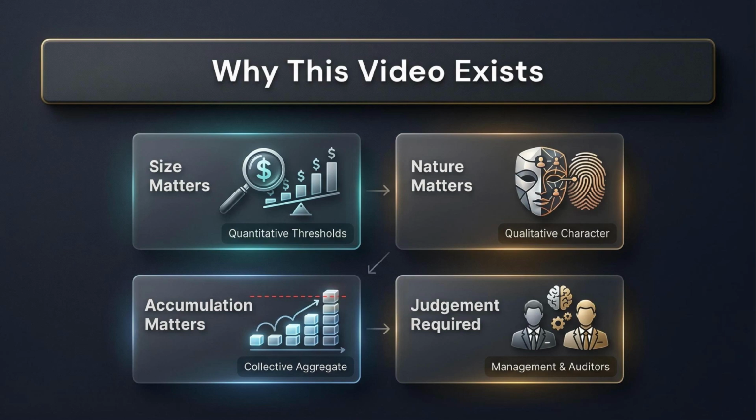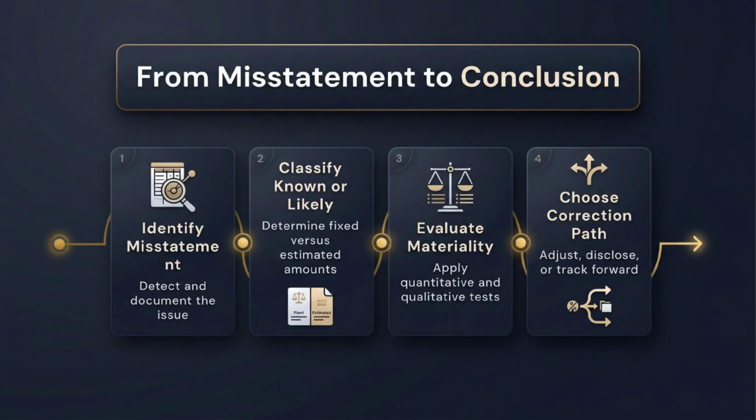A misstatement that changes a loss into income, hides a covenant breach, or triggers management compensation may influence users even if the dollar amount seems modest. So today, we are not simply asking how big is the number, we are asking would this matter to a reasonable user? Our learning path has four stages.